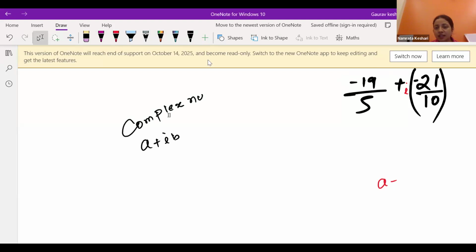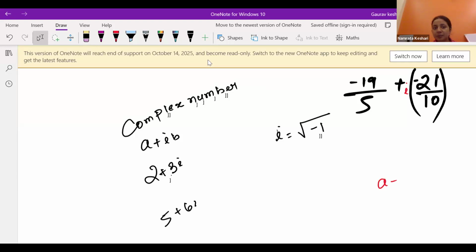Now what is I? You all know that I is iota, and that means under root minus 1. So if we are having 2 plus 3i, that is a complex number. If we are having 5 plus 6i, that is a complex number. You are not going to relate it with a real number, that is why it looks like that. Just take it as it is. It's a complex number. This is the format given by our mathematician.